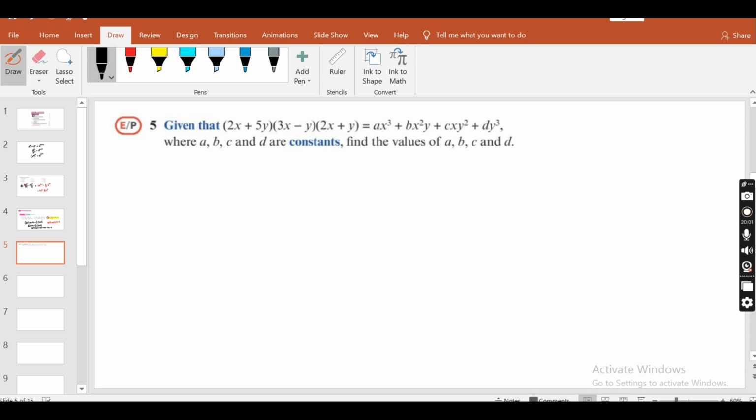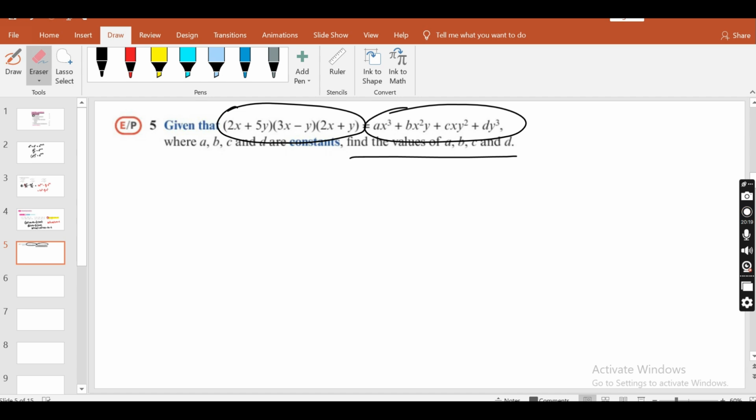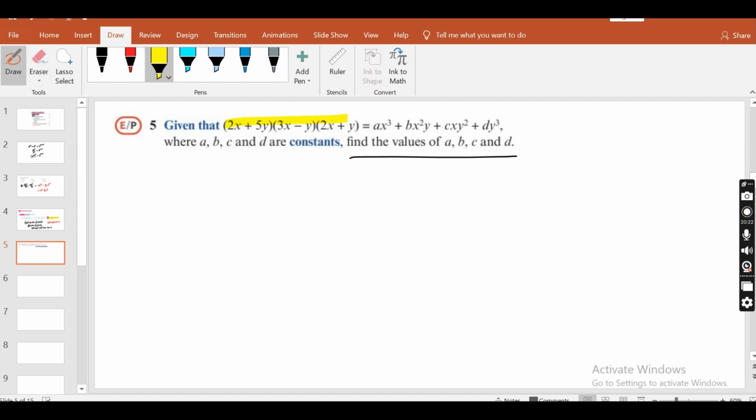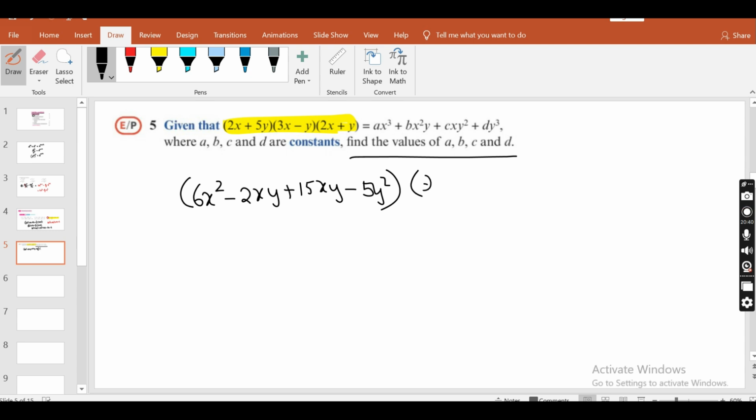You see, Ayman, you need to read the question word by word carefully. Don't just look at the question and start solving it. Understand? Here it says, given that this is equal to this, so they want you to find the values of A, B, C, D. So basically you need to expand the bracket here. I'm going to take the first two and open the bracket. I will get 6x square minus 2xy plus 15xy minus 5y square. Do you understand this step? Yes. Okay, good.